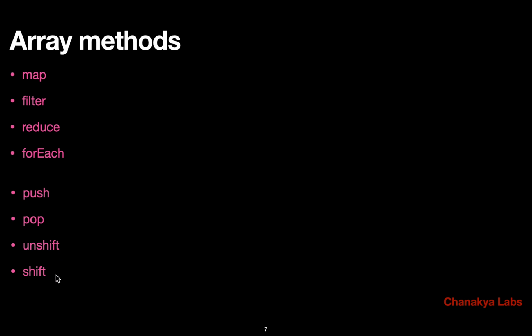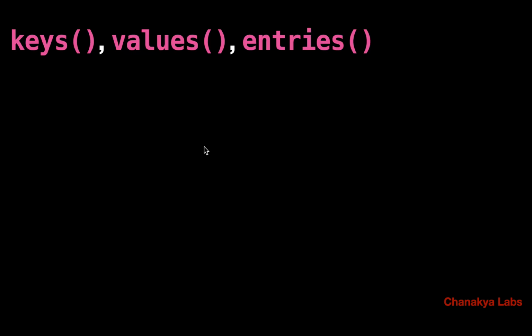push, pop, unshift and shift. Push adds an element at the last, unshift adds an element at the beginning, pop removes an element from the last, and shift removes an element from the beginning. These things we have seen, so we will not go through that again. But now we'll see some more array methods.